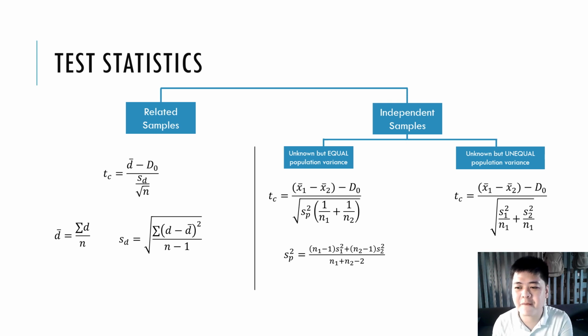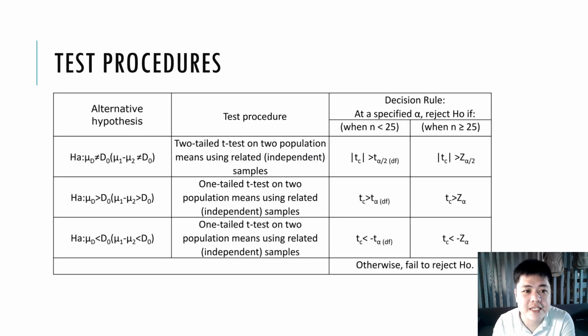I'll explain why. And here are the different test procedures. You're going to look at your alternative hypotheses. If it's unequal, if it's greater than, or if it's less than, then here are the test procedure. And also, you want to take note whether your n is less than 25 or more than 25. In this case, if you're going to do independent samples, your n here is n sub 1 plus n sub 2. So yung total nila.